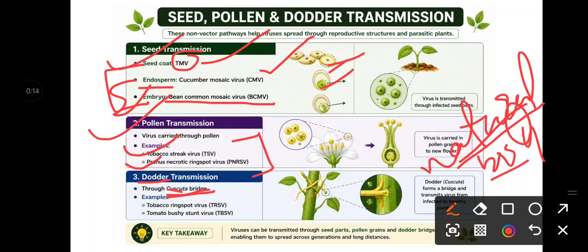Okay, so examples of viruses that can spread through the Cuscuta from an infected plant to a healthy plant, very important examples: the tobacco ring spot virus and tomato bushy stunt virus. These are very important, directly asked questions. In any type of competitive exam, definitely you will get 2-3 questions from the transmission part. So remember the example of each mode of transmission especially.